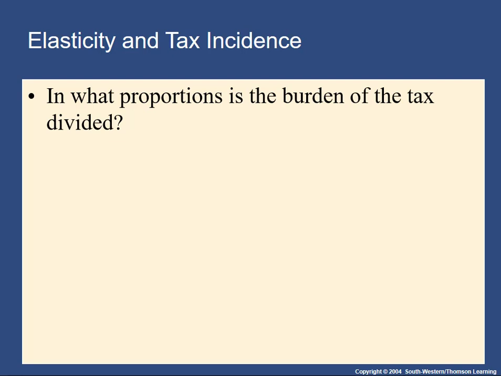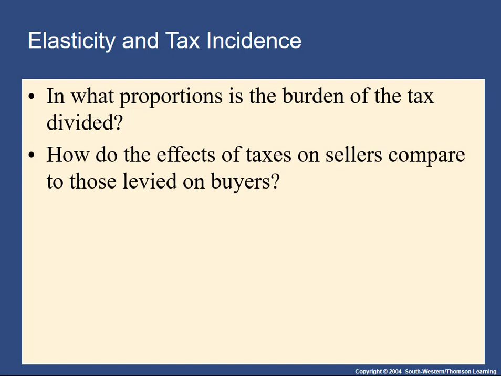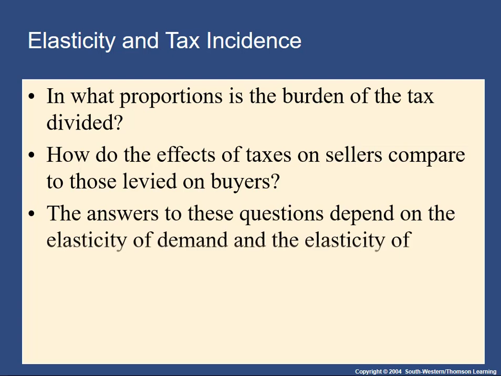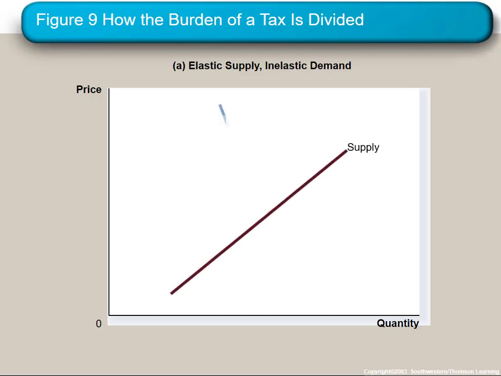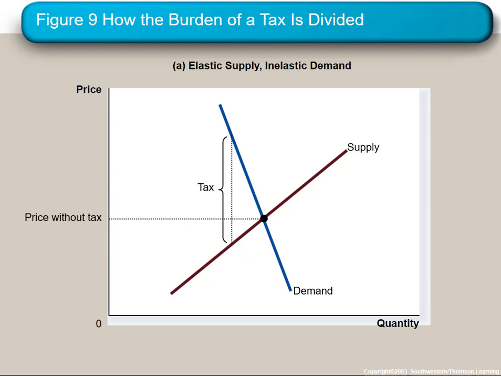So in what proportions is the tax burden divided, and how do the effects of taxes on sellers compare to those levied on buyers? Well, the answers to these questions really depend upon that elasticity factor, or the desperation factor of the people that are buying or selling. So let's look at a demand and supply diagram, and we'll introduce a tax wedge.